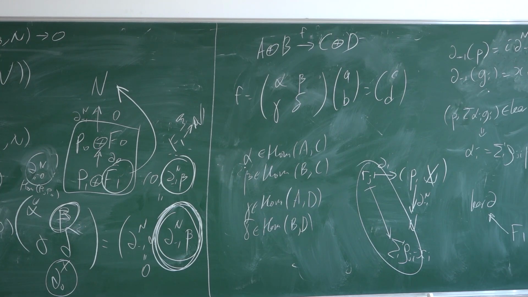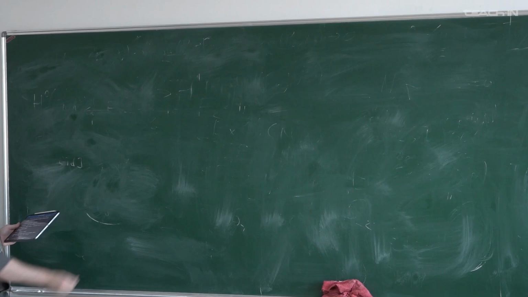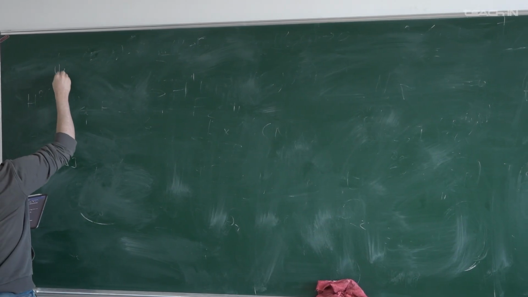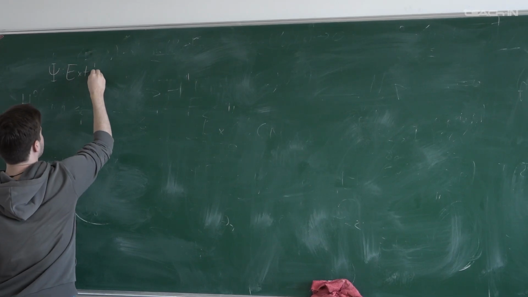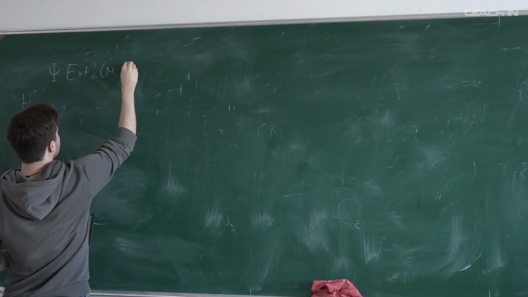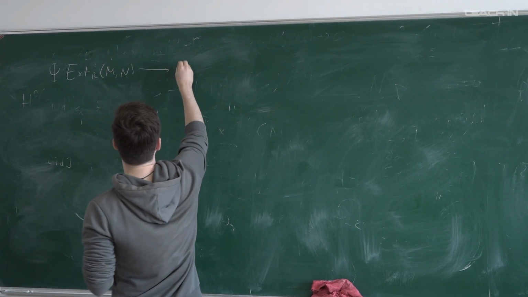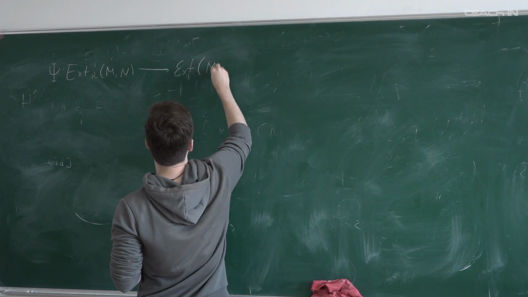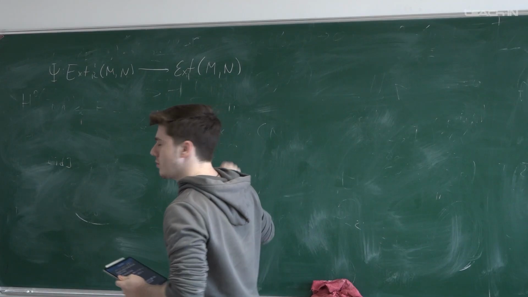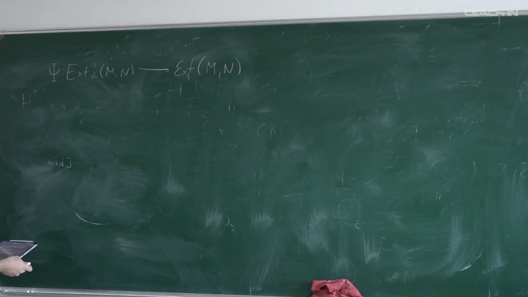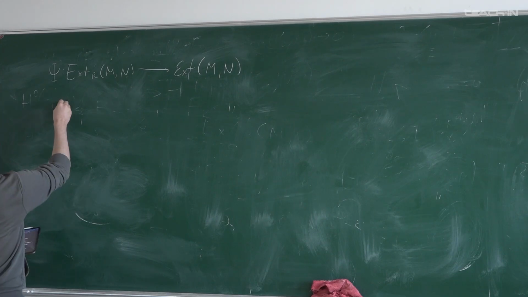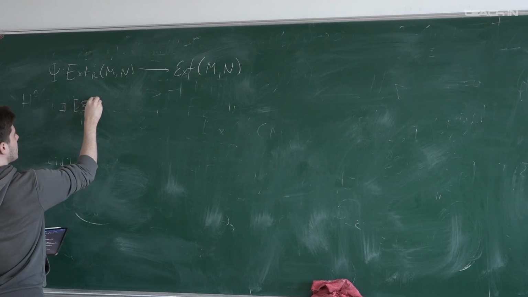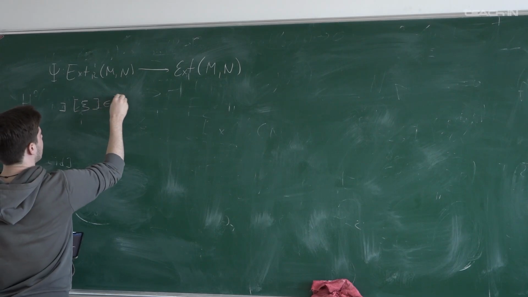Okay, now we need to create a map from extensions to a set of sequences. It goes like this. We need to choose the representative. So first we take a homology class in Ext.